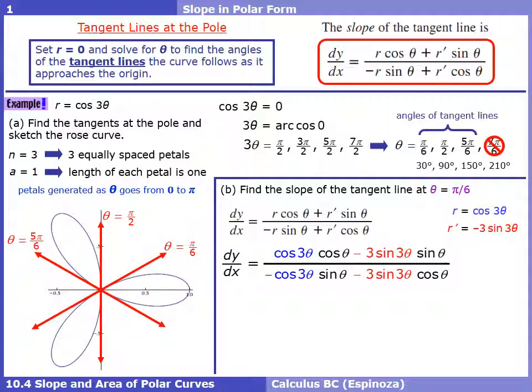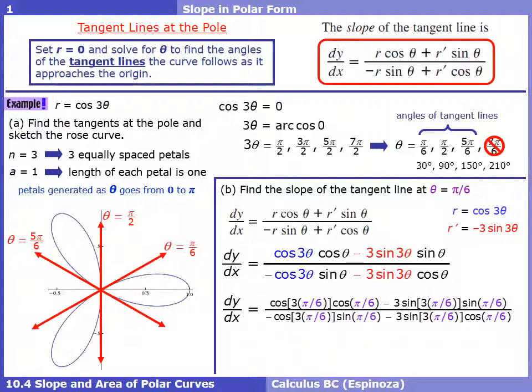So there's a little bit we can do here to clean up this slope machine. And again, remember, this is our slope machine. If we plug in a theta, that will give us the slope of a tangent line at that angle. So what we can do here is plug in our pi over 6. We're trying to find the slope of our tangent line at theta equals pi over 6. So we can go ahead and plug that in.